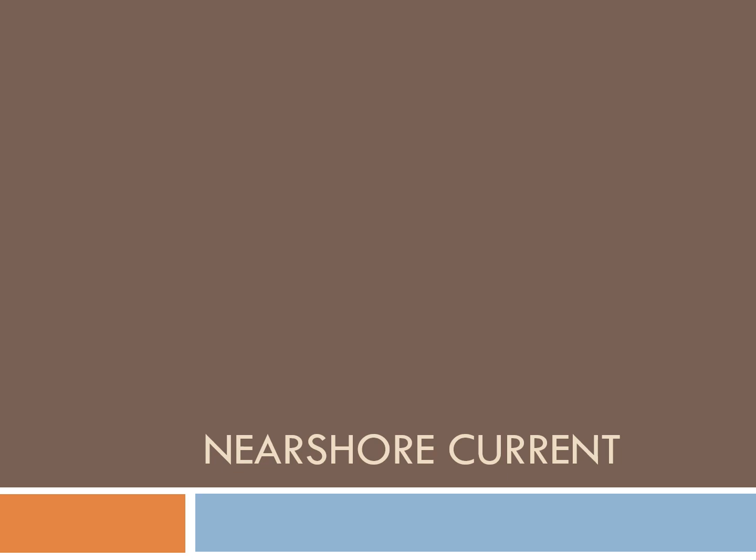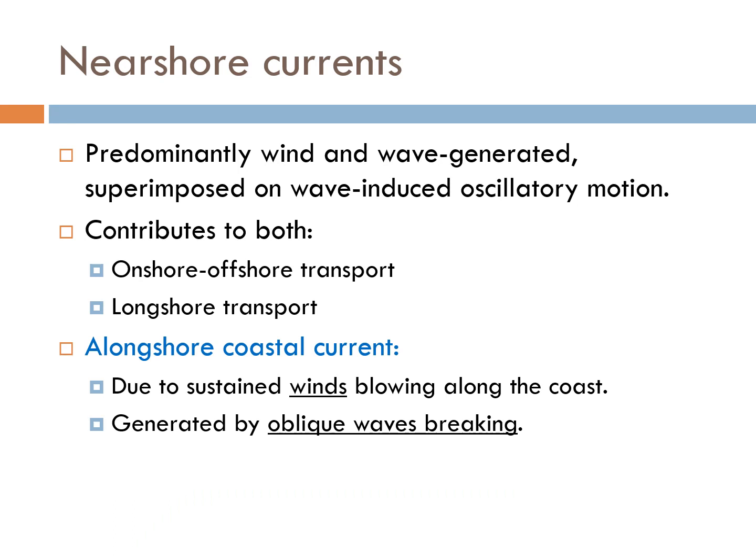Today our new topic is on coastal littoral processes. Earlier we looked at the effect of waves on the coastal littoral transport. Right now we are going to look at the effect of nearshore currents. Nearshore currents are predominantly generated by wind and waves, and their effect is superimposed on the wave-induced oscillatory motion that we discussed earlier. Nearshore current contributes to both onshore-offshore transport as well as longshore transport.